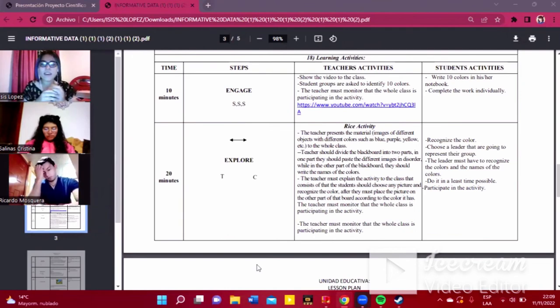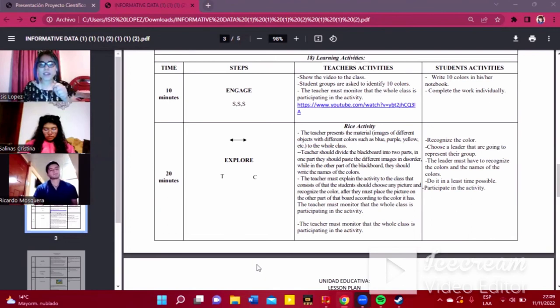It means the images of different objects with different colors, such as blue, purple, or yellow, to the whole class. After, the teacher should divide the blackboard into two parts. In one part, they should place the different images randomly, and in the other part of the blackboard, they should write the names of the colors.